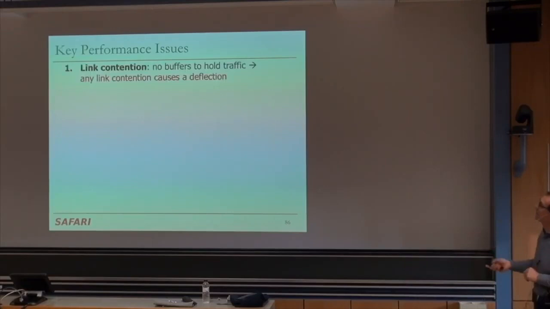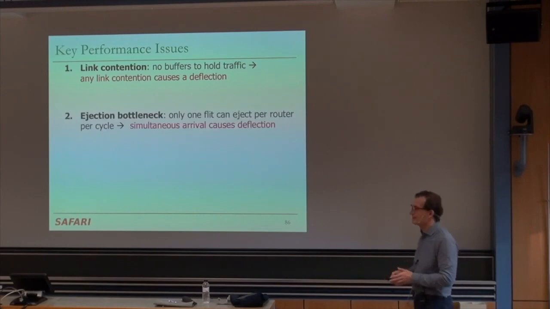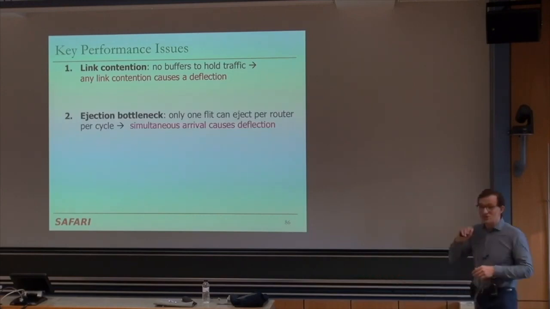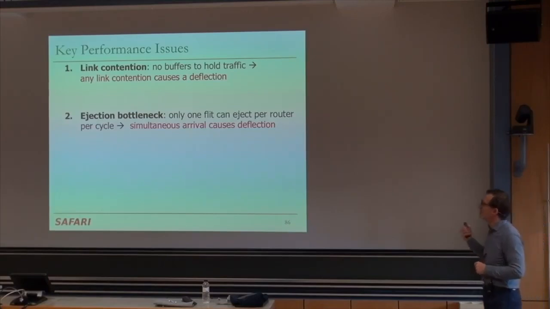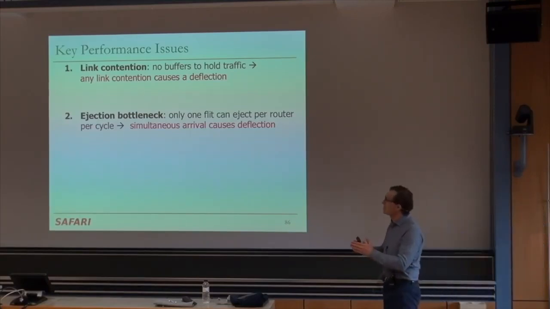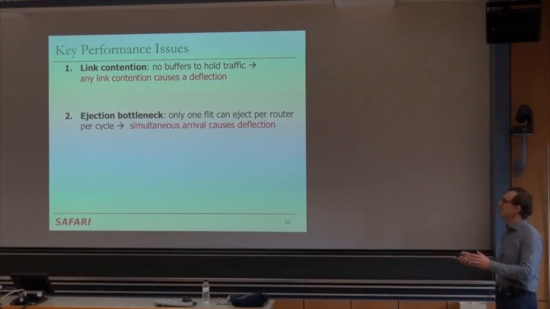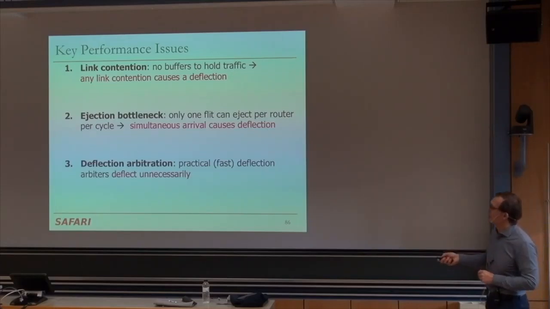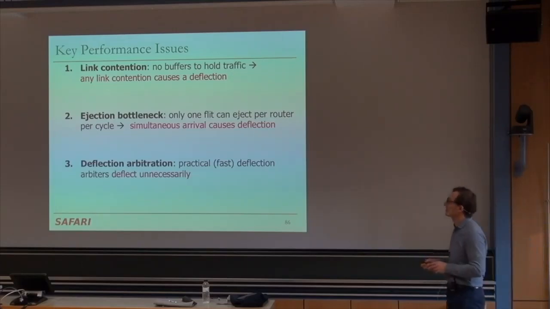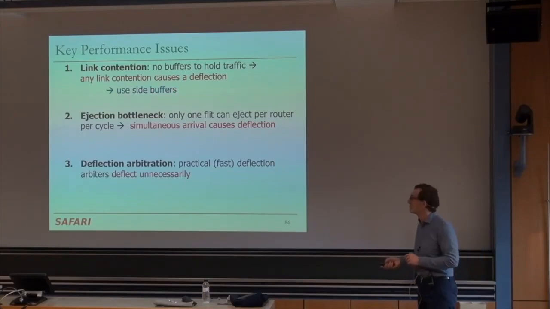So what are the key performance issues? There's link contention. There are no buffers to hold traffic, and any link contention causes a deflection. Not so good. There's also this ejection bottleneck that I mentioned. Only one flit can be ejected per router per cycle, and simultaneous arrival of multiple flits at the destination causes deflection, and this deflection is really not nice. And then there's also deflection arbitration. If you have fast arbitration, you deflect unnecessarily, as we will see.